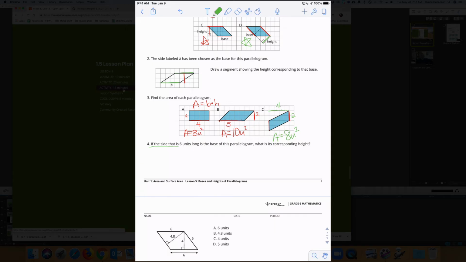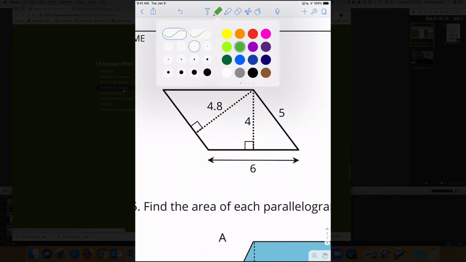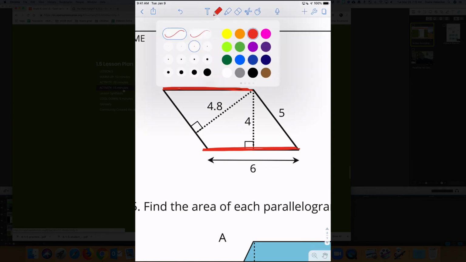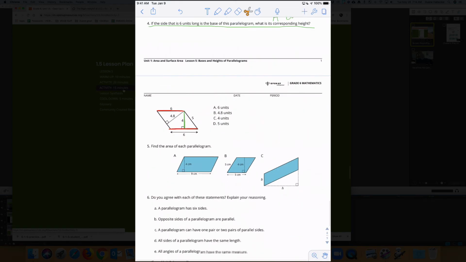All right. If the side that is 6 units long is the base, what is the corresponding height? So they're saying that this right here is our base, which means this is our other base. So which number is the height? Well, once you highlight the bases, it starts to show up that the height has to be here because that's the only line that is perpendicular to both bases the whole time. All right, so it's the 4 that is the height.